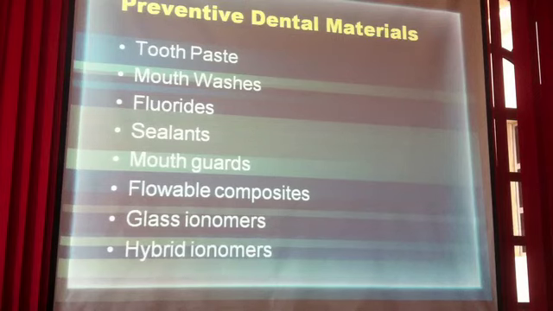Now we finish up our polymers. We're going to start something we call preventive dental materials. This includes toothpaste, mouthwash, fluorides, sealant, mouth guard, flowable composites, glass ionomer, and hybrid ionomers.